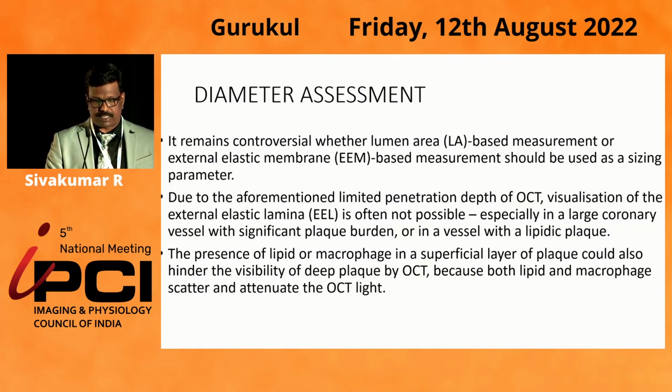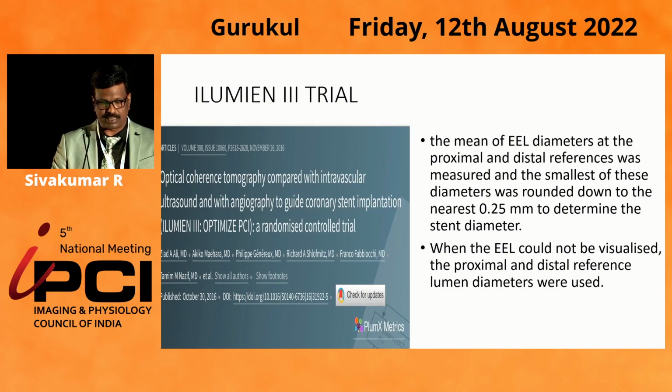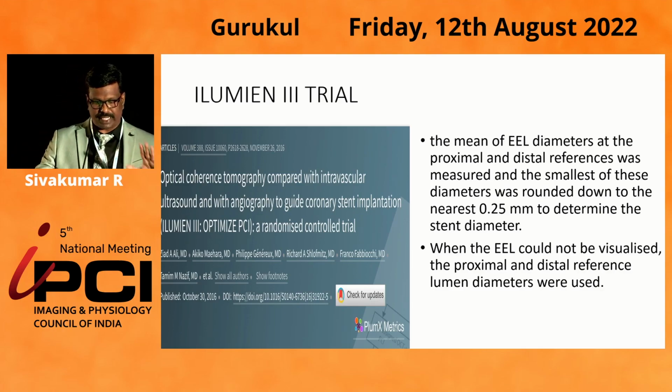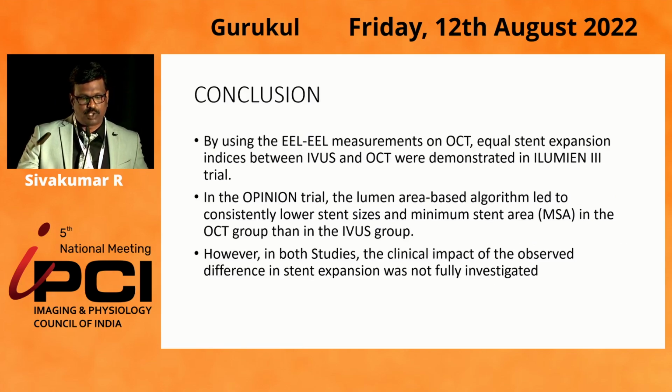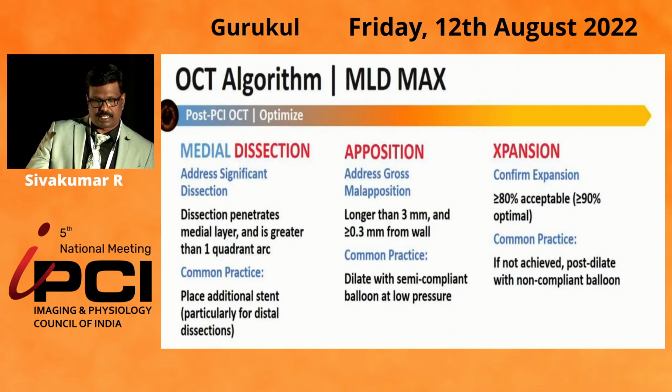So diameter assessment, we talked about EEL versus lumen-based. The OPINION trial was the one proposed by the Japanese group, where the lumen-based approach, in comparison to IVUS, resulted in lesser stent expansion, whereas the ILUMIEN 3 trial promotes EEL-based measurements most of the time, and the EEL is not always available to us. Basically, you need to look into the lumen, which I was talking about, but if you pick up the landing in the right area, both will work. So basically, the EEL-based measurements was proposed by ILUMIEN 3, and in the OPINION trial, compared to IVUS, when lumen-based measurements was done, the final expansion was lesser. Let me take you through.